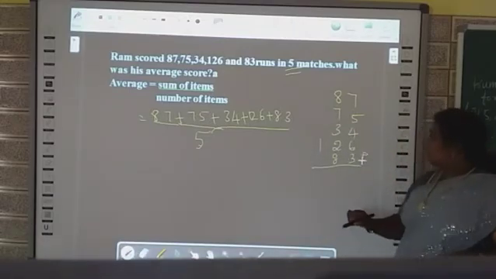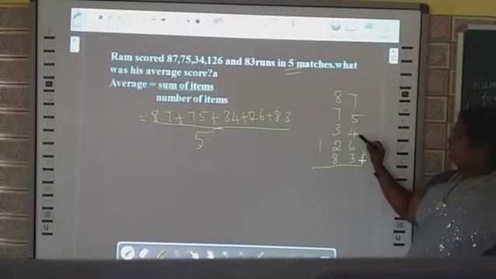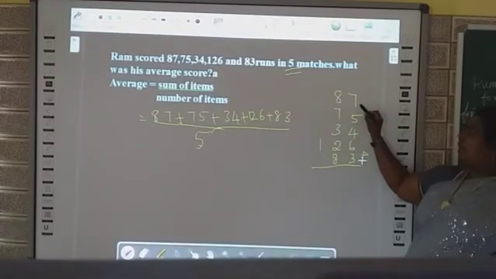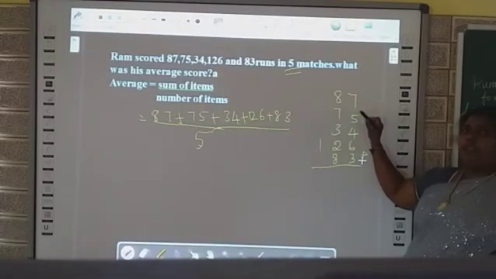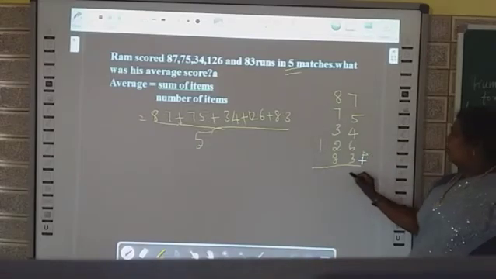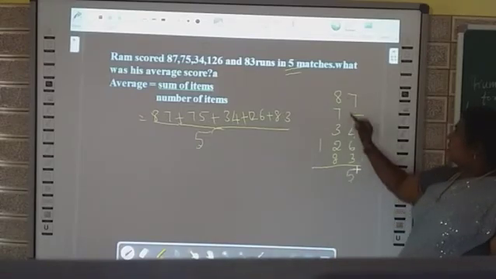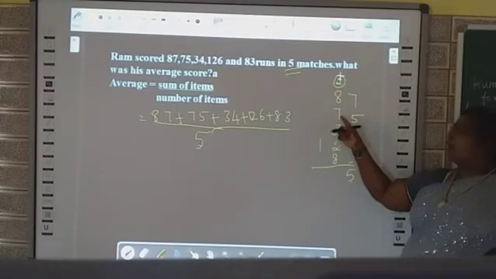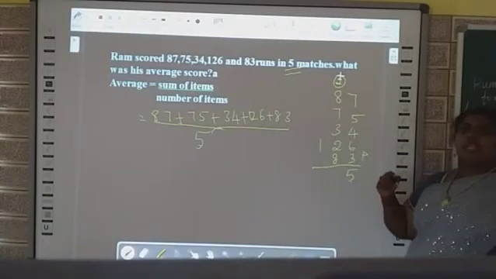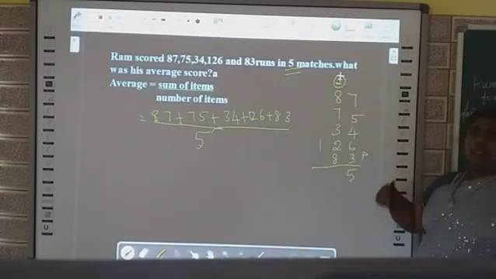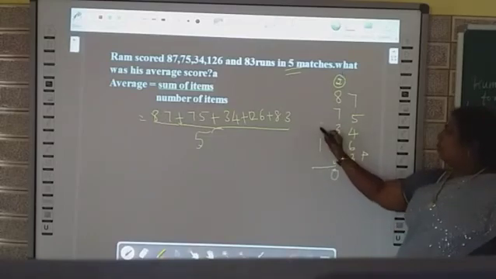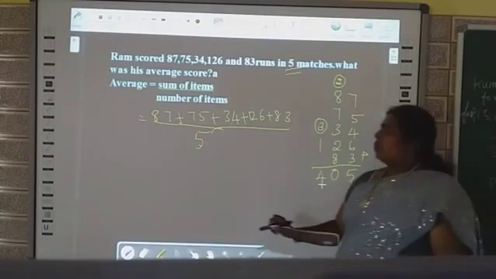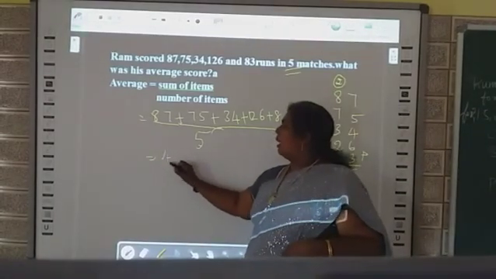First you have to add values. Okay, 6 plus 3, 9. 9 plus 4, 13. 13 plus 5, 18. 18 plus 7, 25. But 5 will be here. Then 2 will be carried over. Now 8 plus 2, 10. 10 plus 3, 13. 13 plus 7, 20. 20 plus 8, 28. 28 plus 2, 30. 0, carry 3. 3 plus 1, 4. So sum of items is how much? 405.